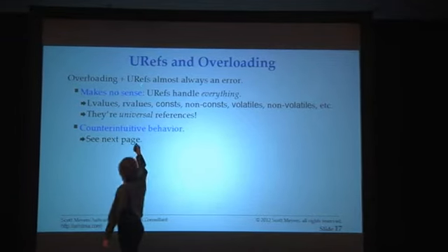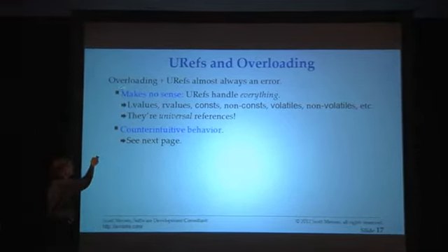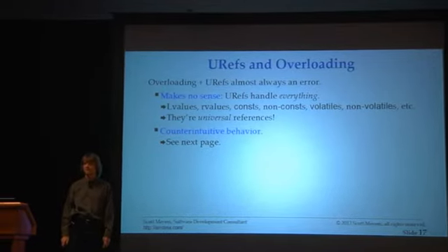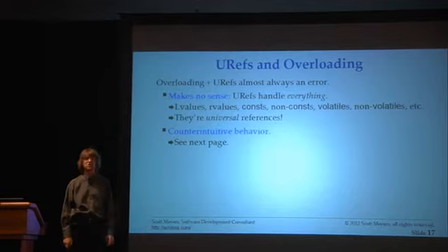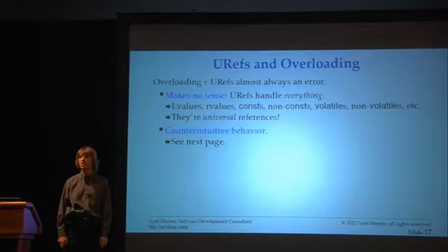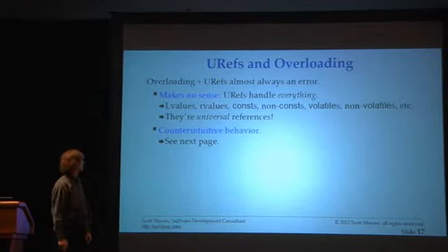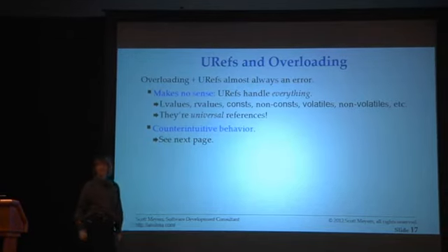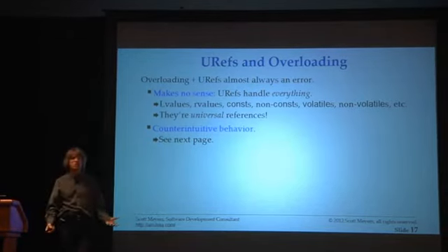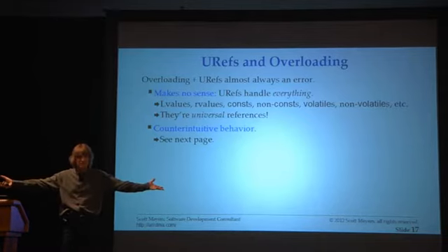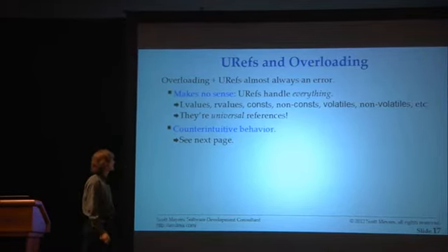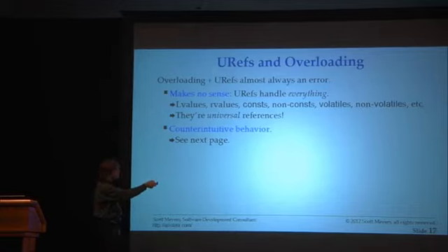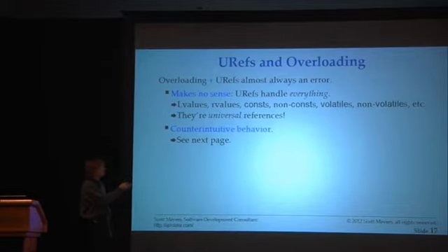If you have a universal reference and you have overloading, you almost always have made a mistake. It almost always makes no sense to overload on a universal reference with anything else. That's because universal references handle everything. What's the point in overloading if you have a function which will literally take anything? Doesn't necessarily make a lot of sense. It takes L values, it takes R values, const, non-const, volatiles, non-volatiles. Well, they're universal references.